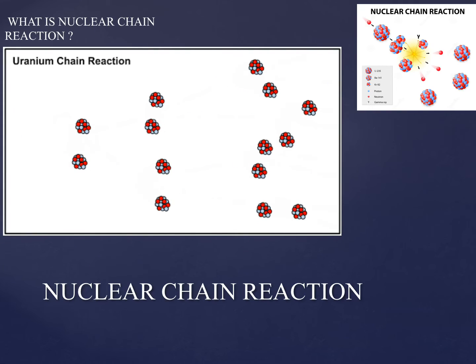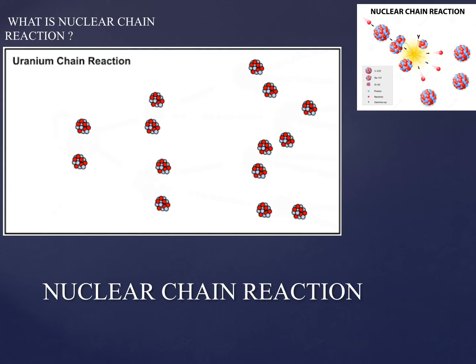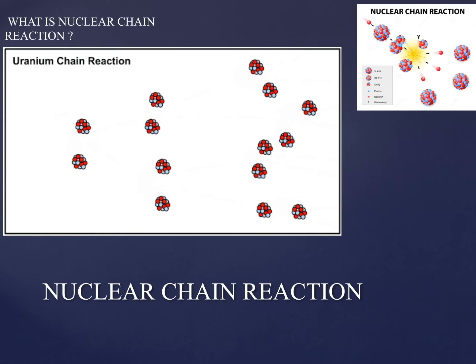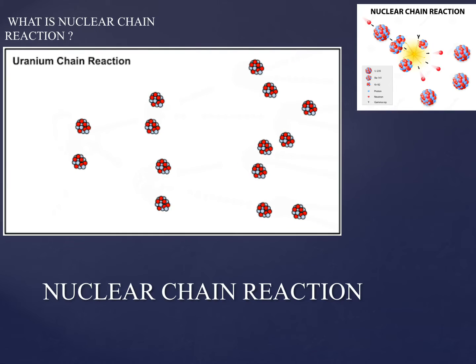Let's talk about nuclear chain reaction. To understand nuclear chain reaction, you will have to understand what is the nuclear fission. Nuclear fission was the split of a nucleus of a large atom into two or more fragments. Release additional neutrons and energy.